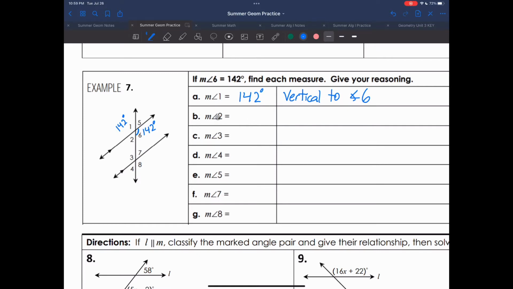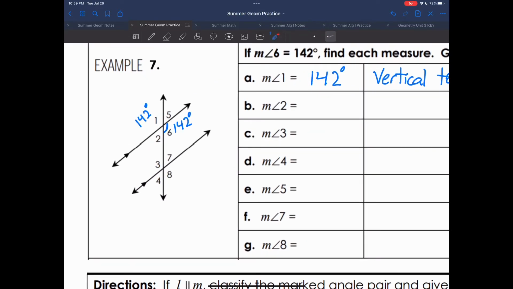Okay, angle 2, we could probably find that one next. There's so many ways to do this. The way I look at it, so here's angle 2. I always look for my straight lines because I know straight lines measure 180 degrees. So that means from here all the way to here has to be 180. So I can simply do 180 minus this angle, the 142, to get the one right next to it. So 180 minus 142, what is that, 38? Yeah, 38 degrees. Okay, so that has to be our angle 2, 38 degrees.